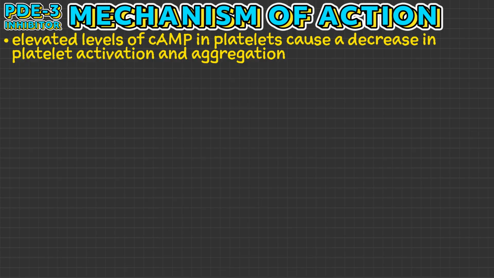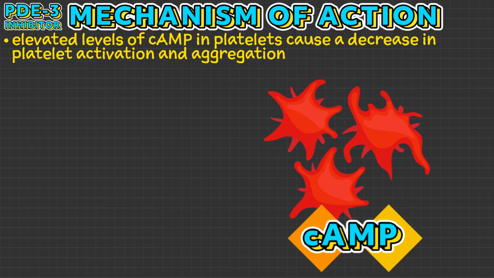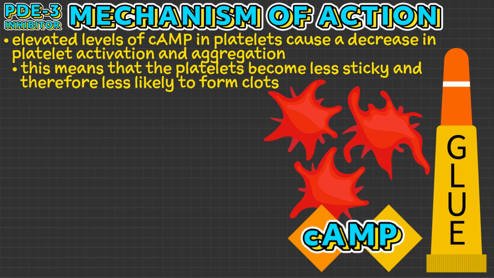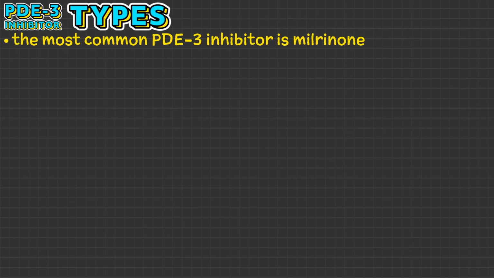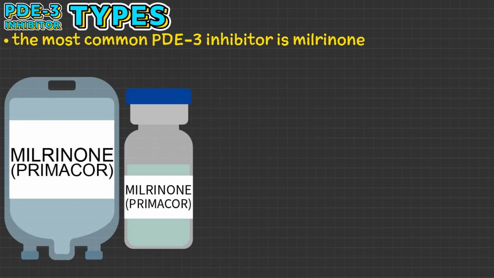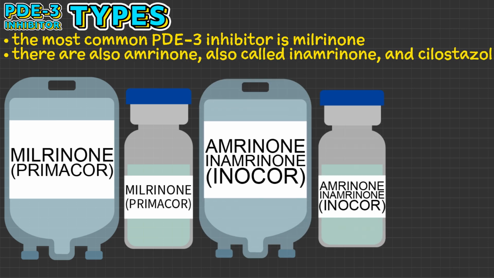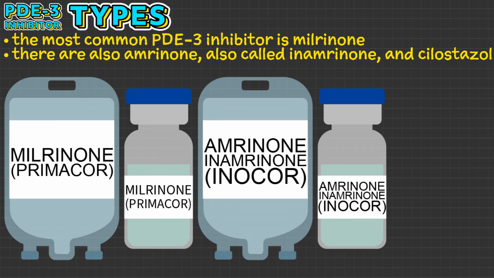Finally, elevated levels of cAMP in platelets cause a decrease in platelet activation and aggregation. This means that the platelets become less sticky and therefore less likely to form clots. The most common PDE3 inhibitor is Milrinone. However, there's also Amrinone, also called Inamrinone, and Cilostazol.